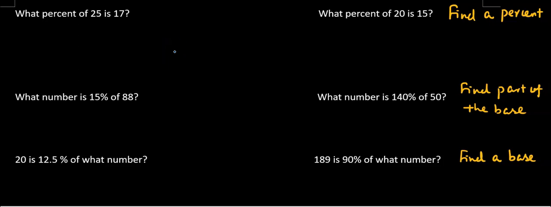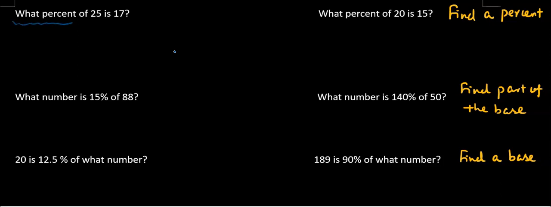Welcome back. Today's lesson is percent problems. The first one, we're gonna gain a skill that is called find a percent. This question is what percent of 25 is 17? Let's do a direct translation.